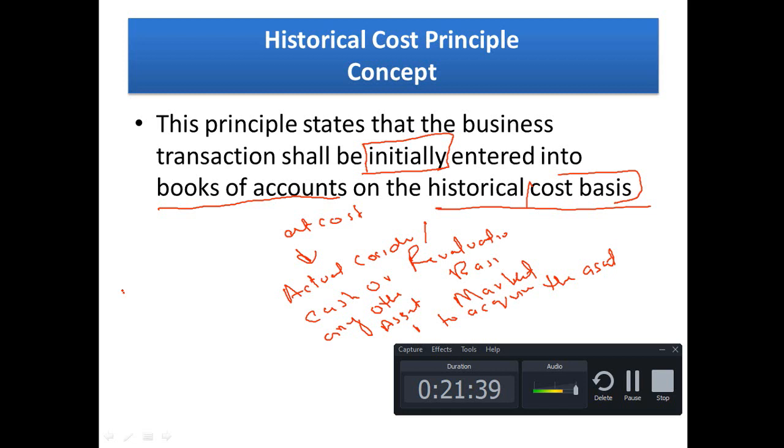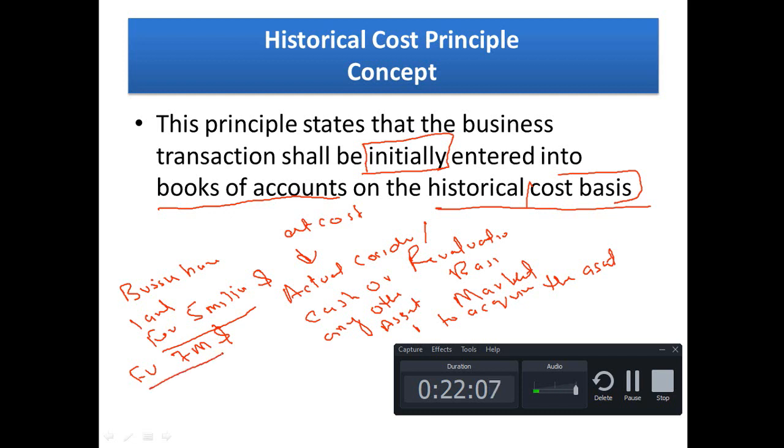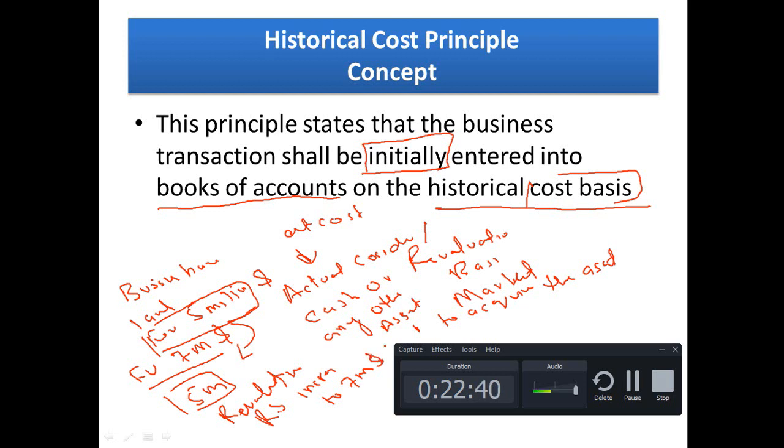For example, a business has purchased a land for rupees $5 million. The fair value of the land at the time of initial recognition is $7 million. The company will record the land at 5 million rather than at 7 million. Record the land initially at 5 million, but subsequently if they are following the revaluation model, they will book a revaluation surplus and increase it to $7 million. So this is the historical cost concept which states every transaction is to be recorded at cost.